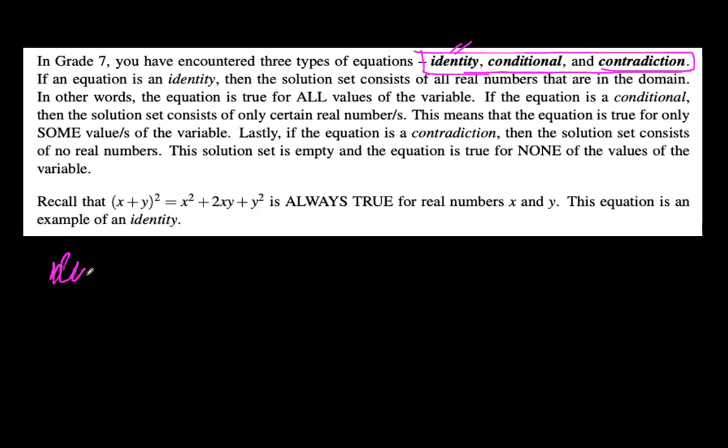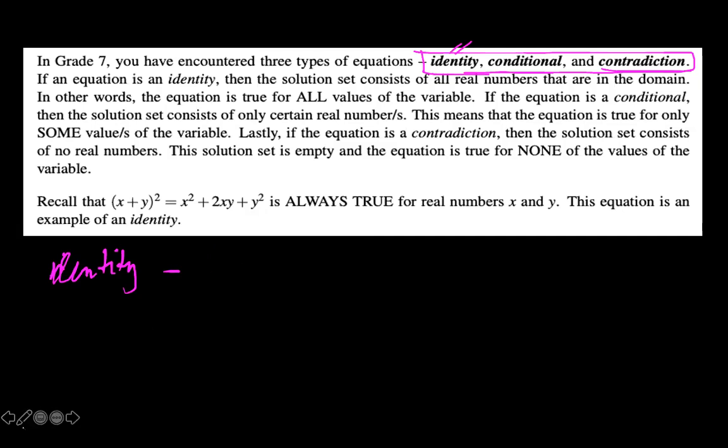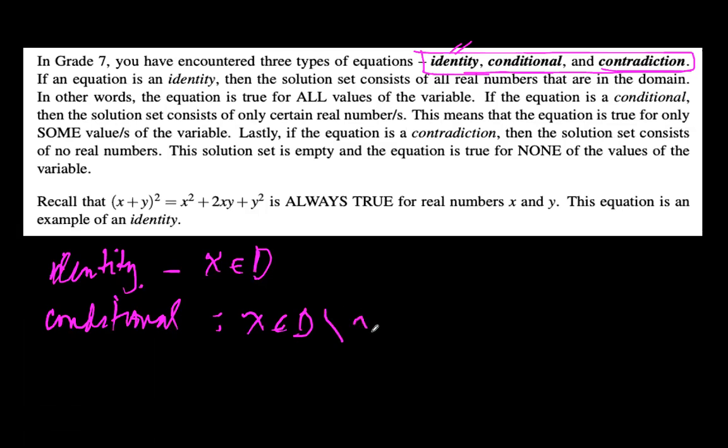Nakuha ba? Kasi pwede yan true or false. So, identity. The solution is all, not actually all real numbers. Erase natin. Hindi talaga siya all real numbers, but it depends on the domain. Okay, so X is an element of the domain. And when we say conditional, X is an element of the domain pa rin, pero may restrictions. X is not equal to something. Okay? May restriction na dito. Hindi siya lahat ng numbers sa domain pwede.